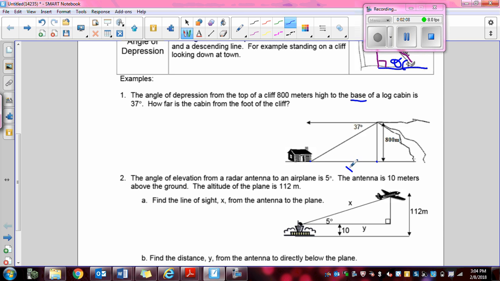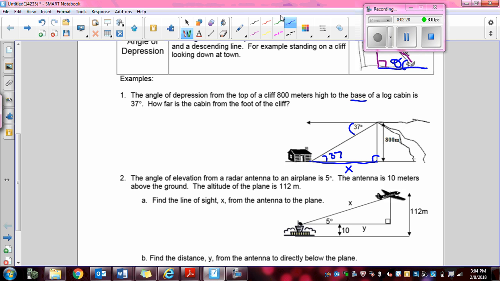So they're asking us for this bottom part right here. What is this? The foot of the cliff, not the top of the cliff, but the foot. So what is this length right here? Remember, if this right here is 37 degrees, this is also 37 degrees. And we can use this right triangle on the bottom. This 800 is already filled in for me.